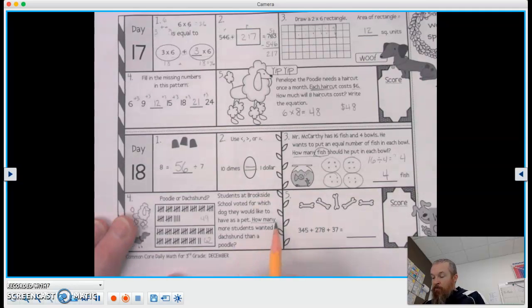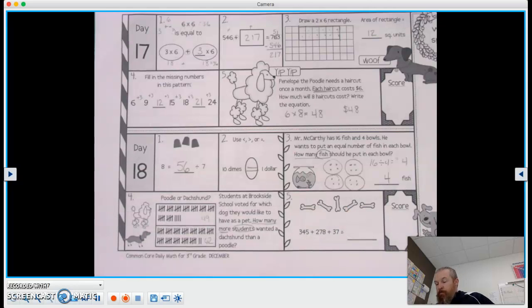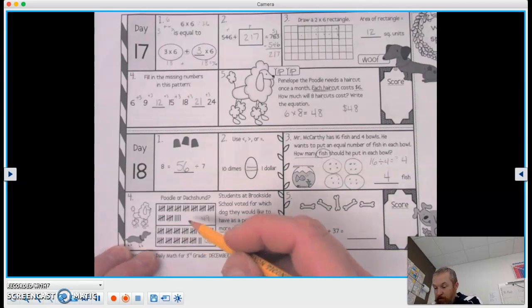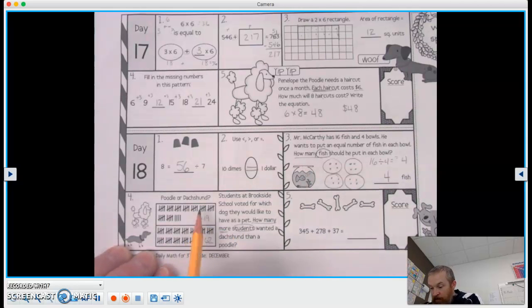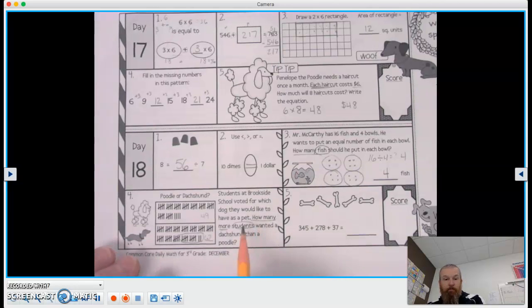And it says how many more students. Okay, so there's a few more of these than those, right? So basically, we got to find the difference between here and those, right? So we should have 5, 10, 11, 12, and that one there was 13. So let's see if we're right.